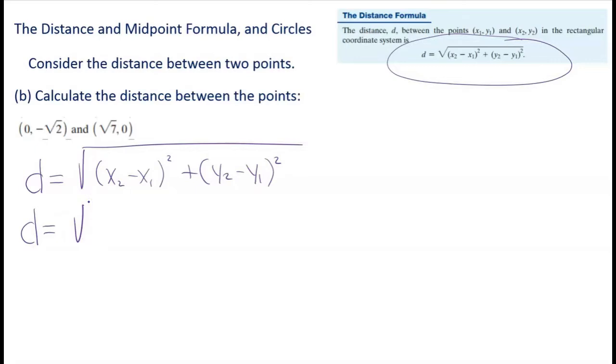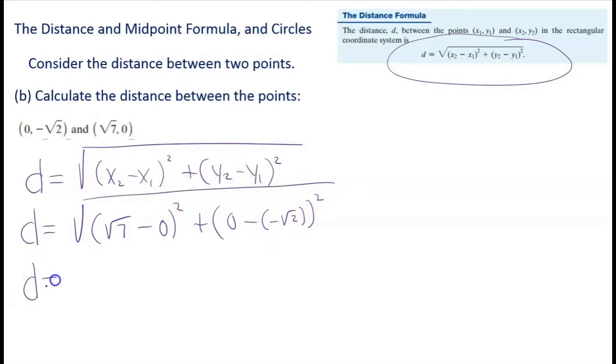So x2 minus x1. Well, notice my x2 is the square root of 7 minus my x1, which is 0. And don't forget the square on the outside. Plus, now I'm going to subtract my y values. Well, my y2 is 0 minus my y1, which is, careful, negative square root of 2. And then you're supposed to square that subtraction. So make sure you're substituting correctly first. Don't do any calculations when you substitute. Just put it in there exactly the way it's supposed to be, so you make sure you have that first step right. Then simplify.